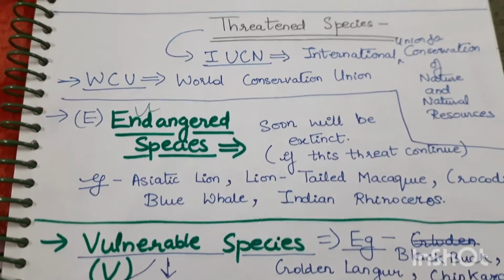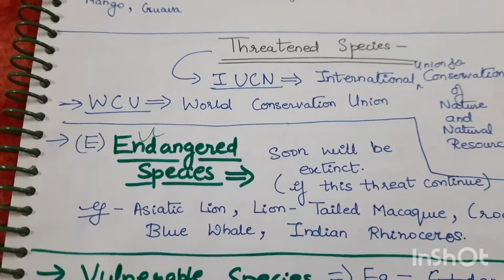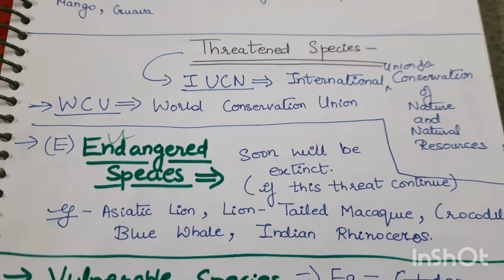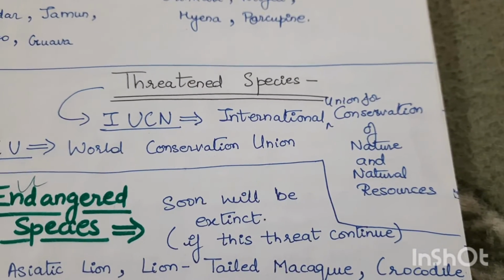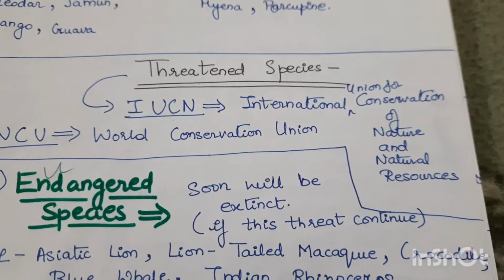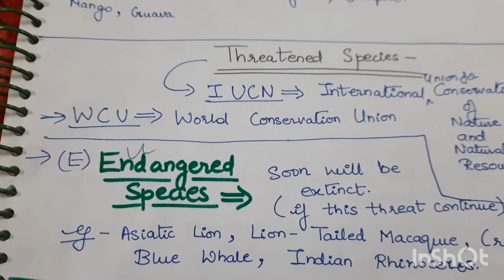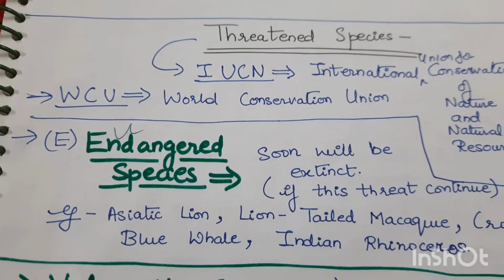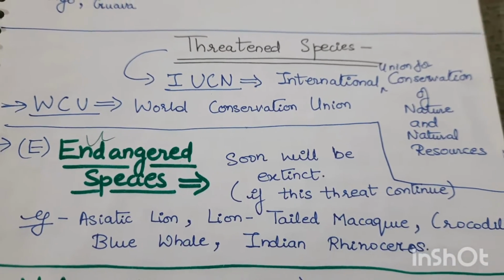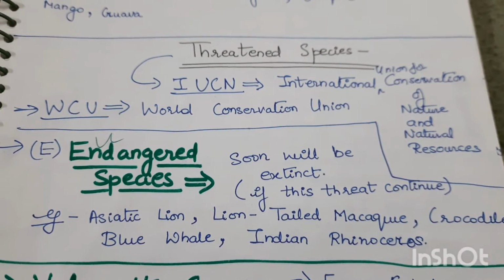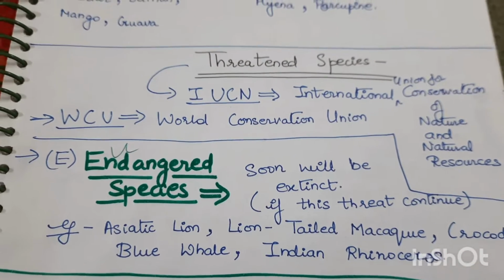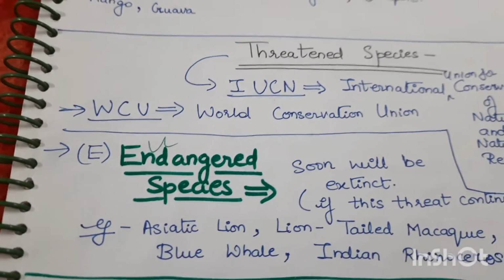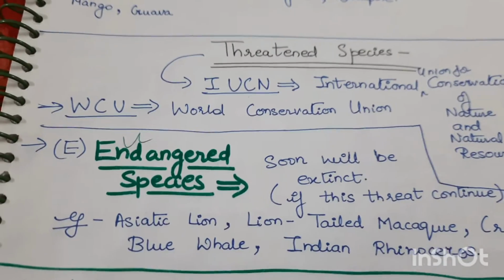Now coming up next is threatened species. Before that, we'll study about IUCN. What is this? International Union for Conservation of Nature and Natural Resources. Next is WCU, World Conservation Union. So these are the two main organizations that are working for biodiversity conservation.